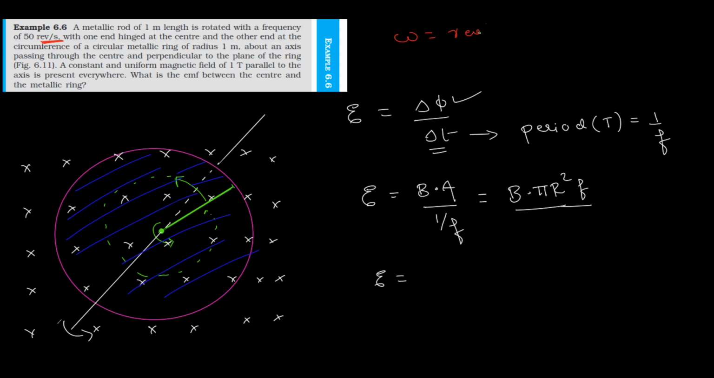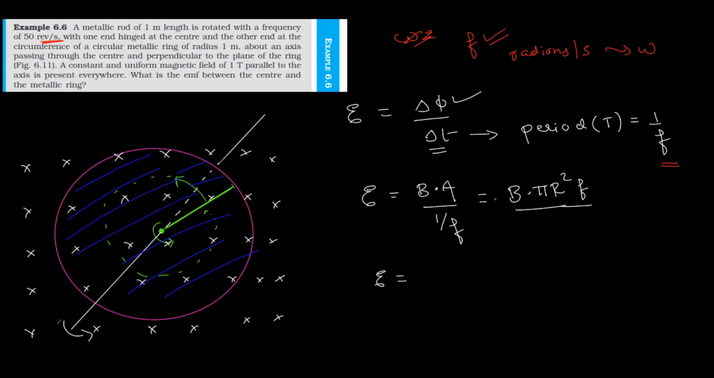Oh my god, I'm sorry, big mistake. Whenever they say revolutions per second, they have given the value of f, right? I'm really sorry. So this f is what they are mentioning if they mention revolutions per second. And if the question says radians per second, then they are mentioning the value of omega. So actually what is given in this question is f only.